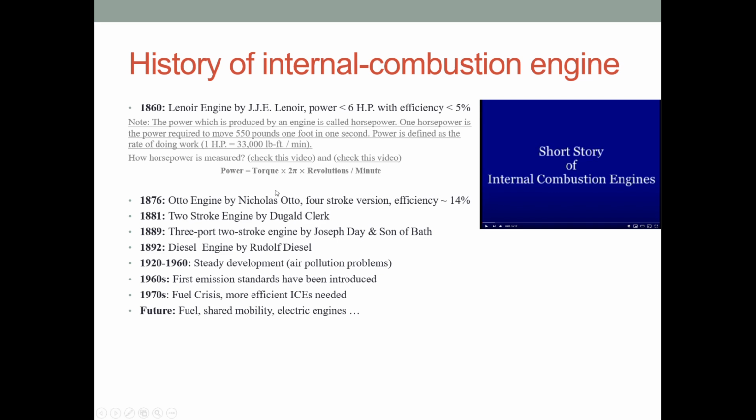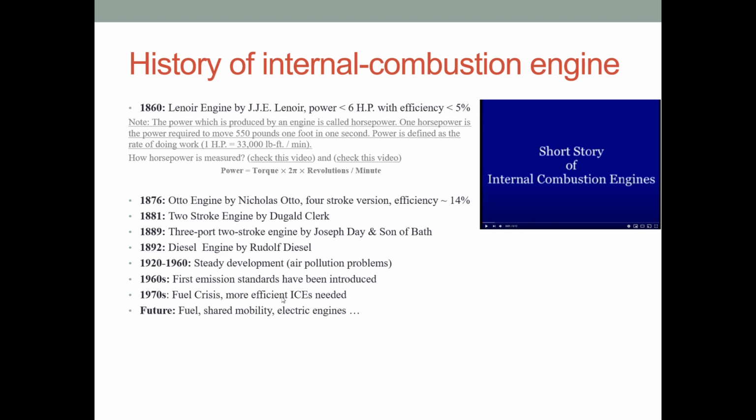The next event happened in 1876, when the Otto engine by Nicolaus Otto was designed. It was a four-stroke version, its efficiency was improved, and the efficiency was 14%. In 1881, the two-stroke engine was developed by Dugald Clerk. In 1889, the three-port two-stroke engine was developed by Joseph Day and also Bass. In 1892, the diesel engine was developed by Diesel.